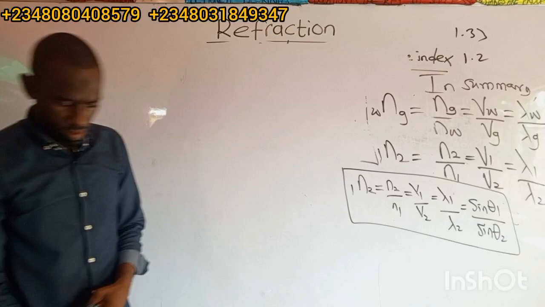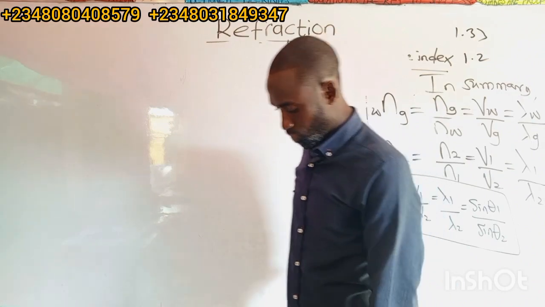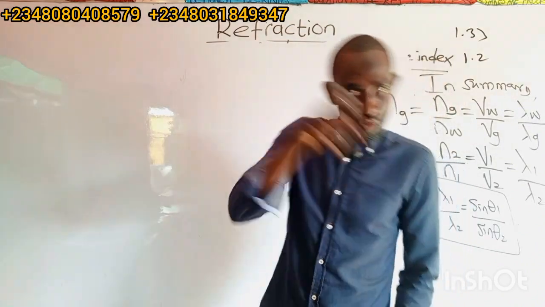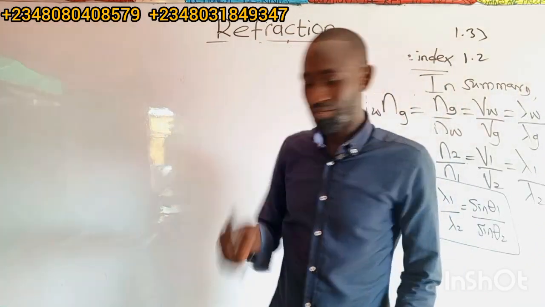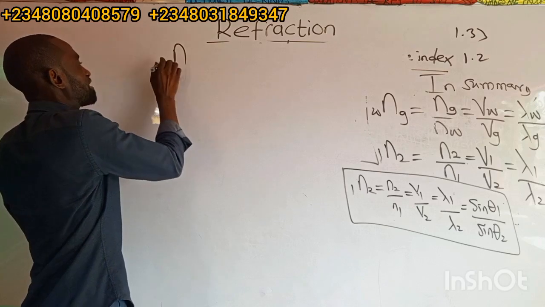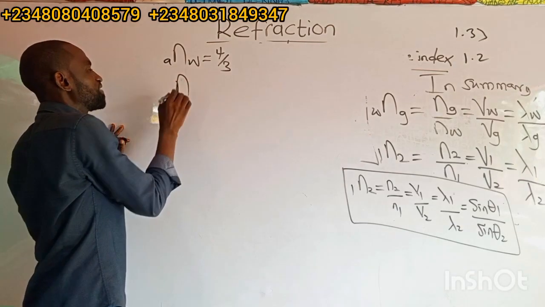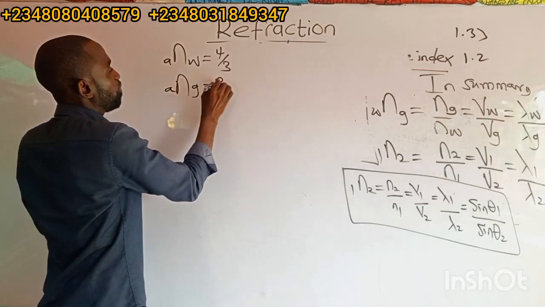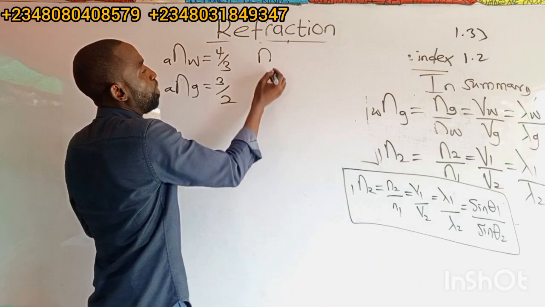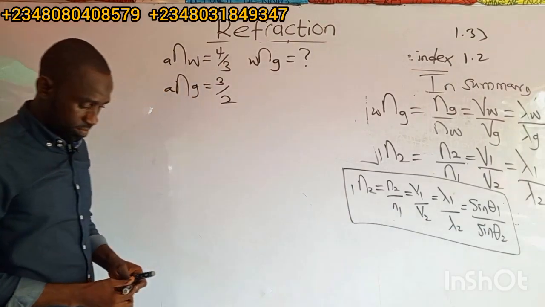Now, suppose we are given the absolute refractive indices of glass and water as 3 over 2 and 4 over 3. We are now asked to calculate the refractive index of a ray of light traveling from water to glass. So we are given the absolute refractive index of water as 4 over 3. We are given the absolute refractive index of glass as 3 over 2. We now have to find the refractive index of glass with respect to water. We don't know this. That's what we have to find.